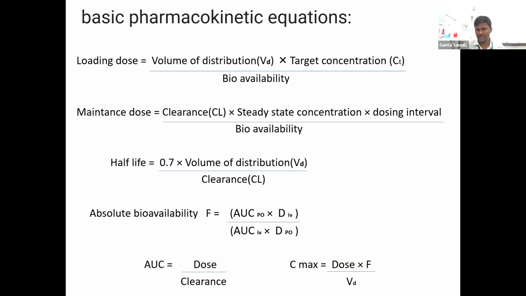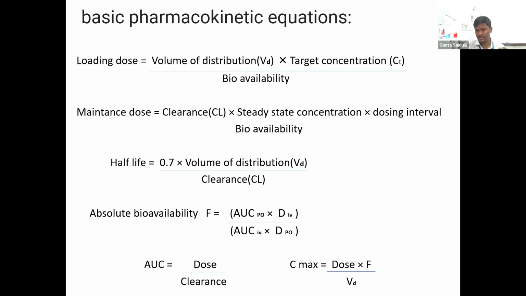There are various basic pharmacokinetic equations we can use to calculate loading doses. These are the basic formulas I can apply in my practice to calculate the loading dose when I have a required loading dose and maintenance dose. For the loading dose, you require the volume of distribution, the target concentration, and the bioavailability. If you give the IV route, the bioavailability fraction is always 1, like 100%.